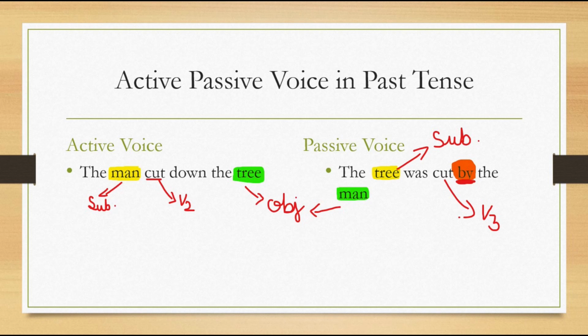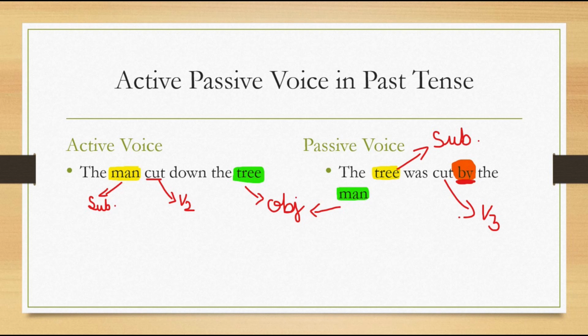So now let's quickly interchange it. You have the object becoming the subject, and you have the subject become the object. Now remember, the verb always goes in the past participle form. In this case, you have cut, cut, cut. The verb remains cut. So down remains the way it is because it is not a verb. Nice. So the tree cut down the man. Did the tree cut down the man? Of course not.